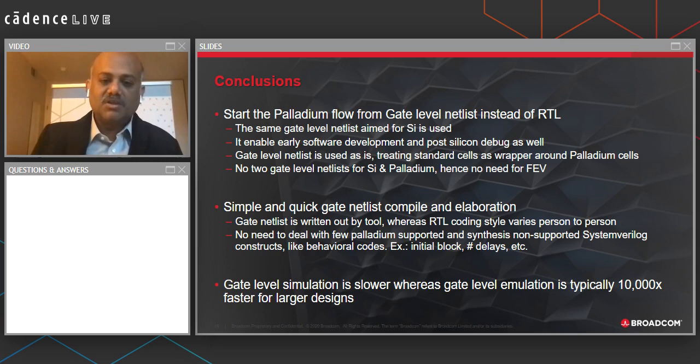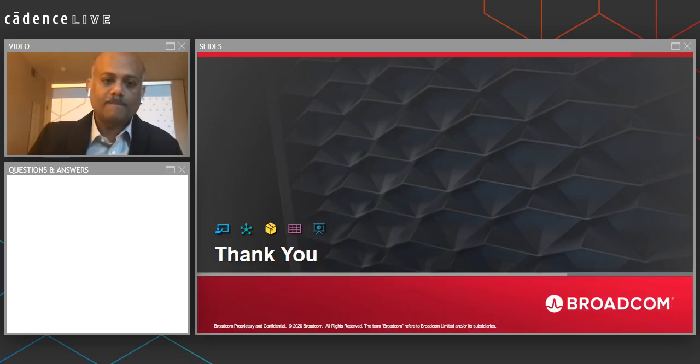So gate level simulation is slower, whereas gate level emulation is typically 10,000 times faster for any larger designs. Thank you. So that brings us to the conclusion of the presentation.